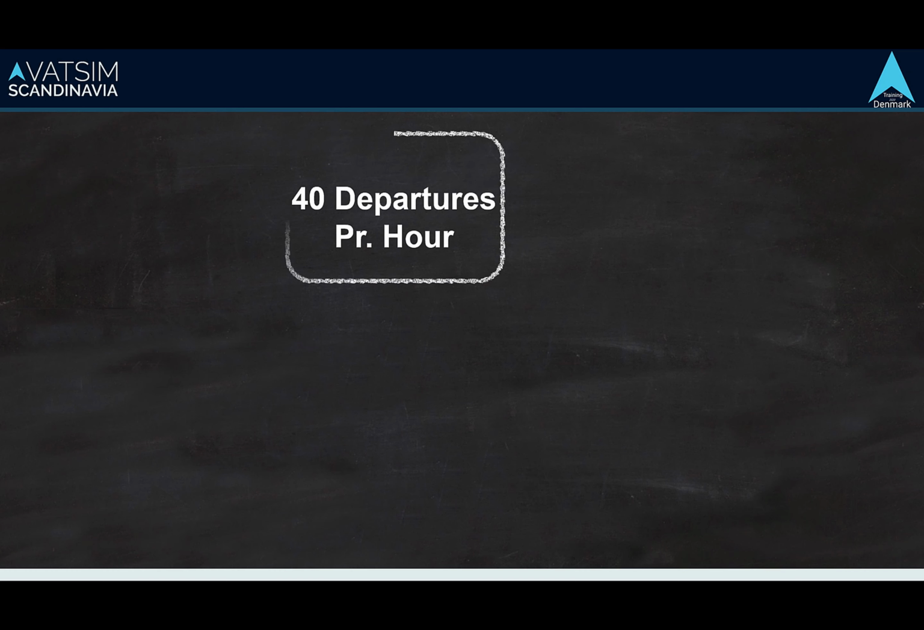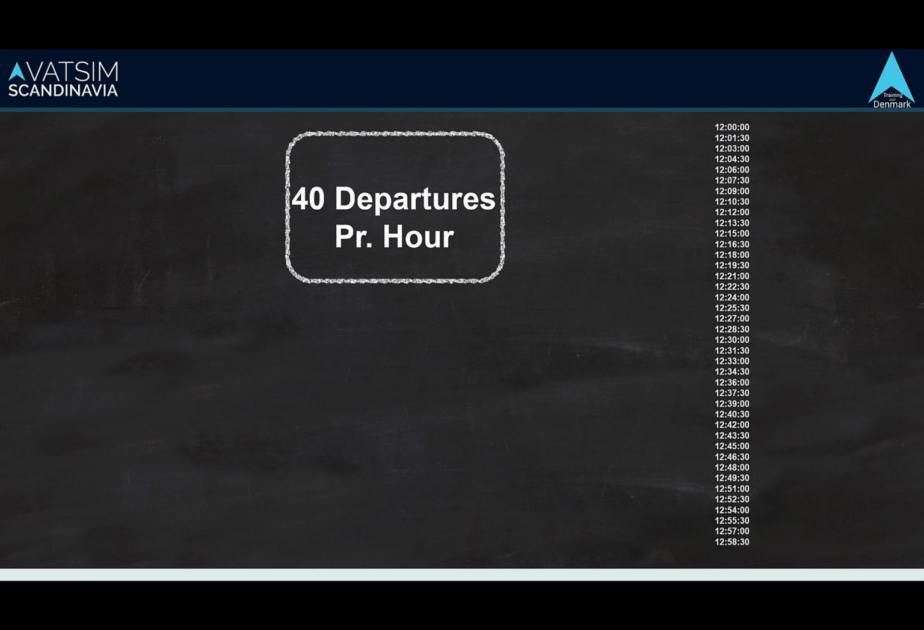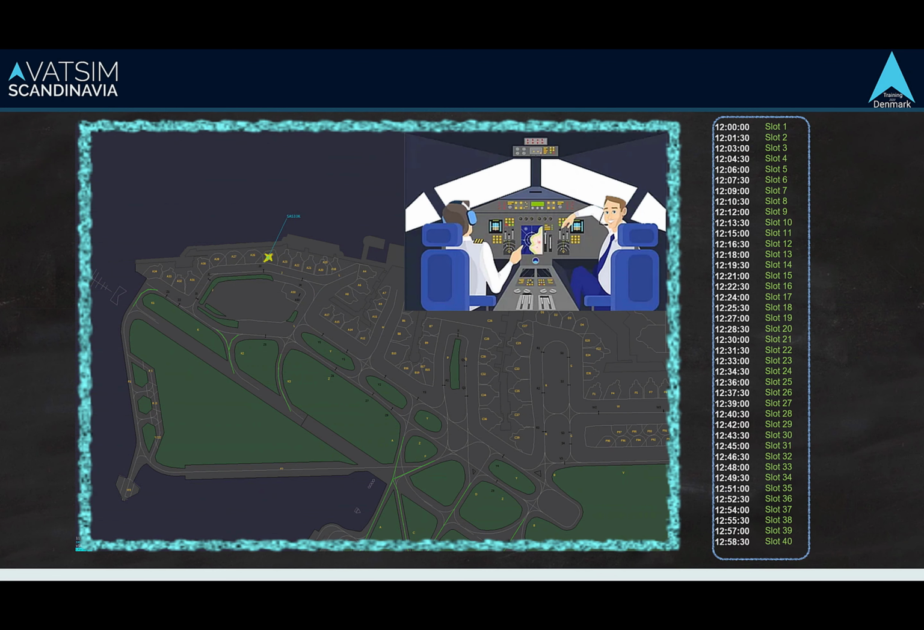How it works is pretty simple. In Copenhagen, we anticipate just roughly around 40 departures an hour, meaning a departure every minute and a half. This means every hour we have 40 slots where an airplane can be scheduled in for takeoff. Now, this is Scandinavian 33 Kilo. He's online and the system needs to find a slot for him. He is the only one on the apron, so this should be pretty simple.